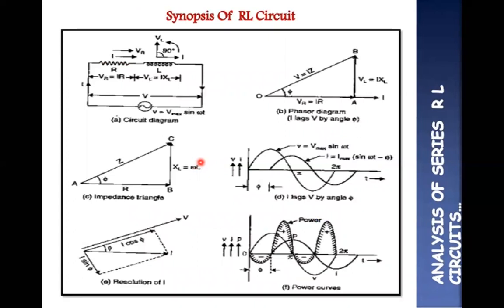This completes the synopsis: a circuit diagram with a phasor diagram and impedance triangle. The current is lagging the voltage by phi angle. This is the resolution of phi, and this is all about the power curves.